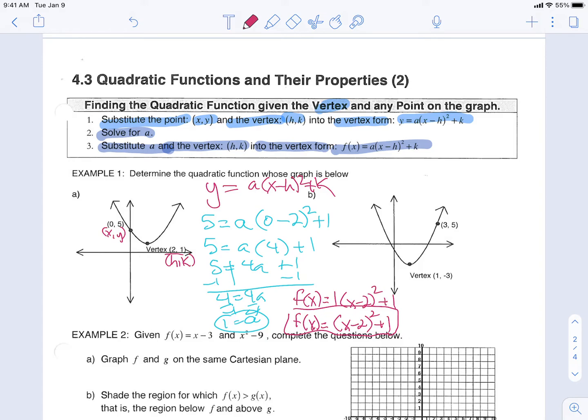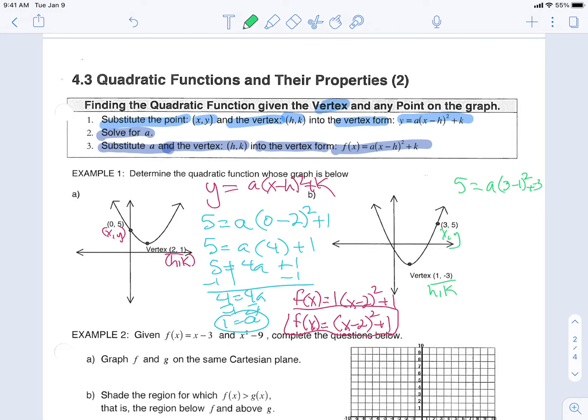Okay, so normally in class I would say, okay, pause the video and try this one on your own. So we're on an honor system here, so you can either try it on your own, pause it, or you can watch me do it. The vertex, again, is h and k. This point is x and y. And my formula is already written for us. So 5 is equal to a times 3 minus 1 squared plus negative 3.